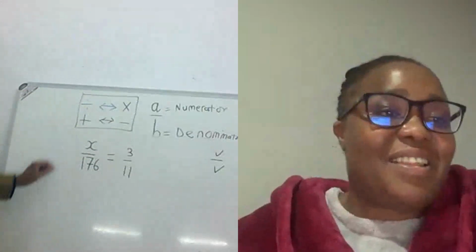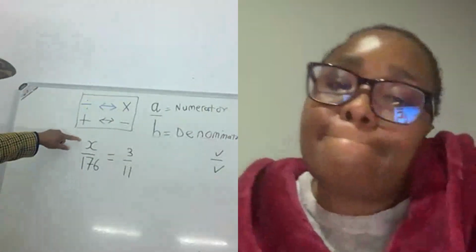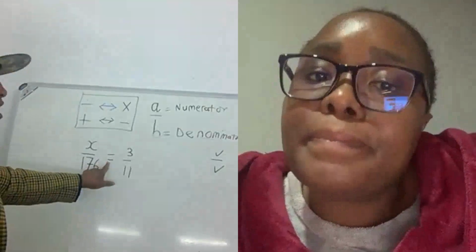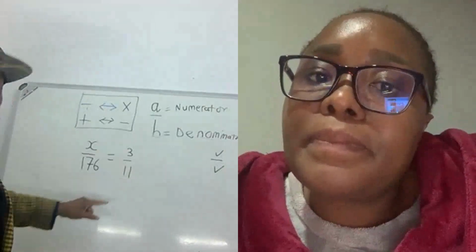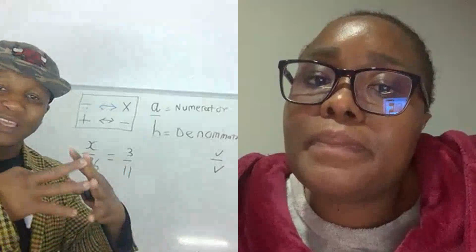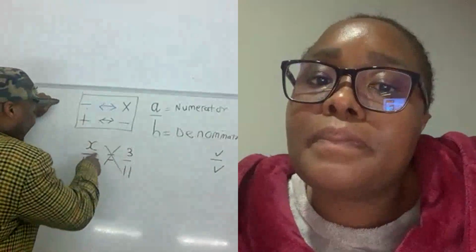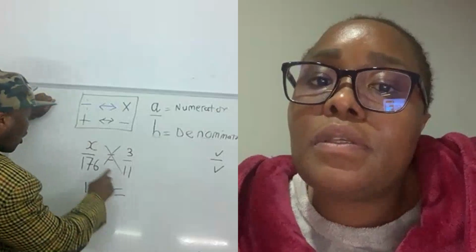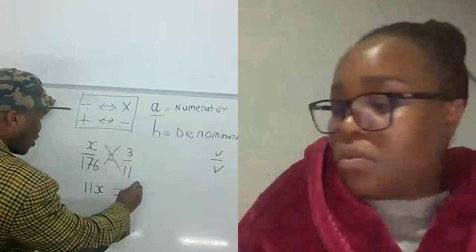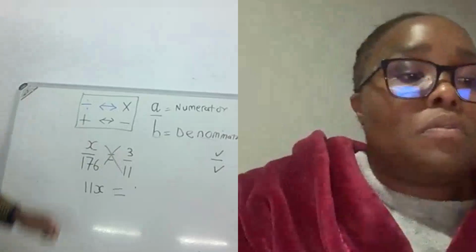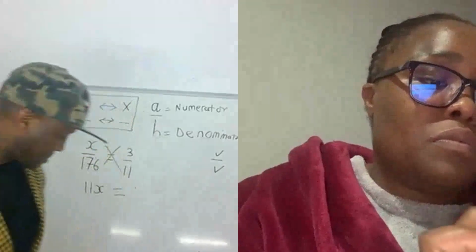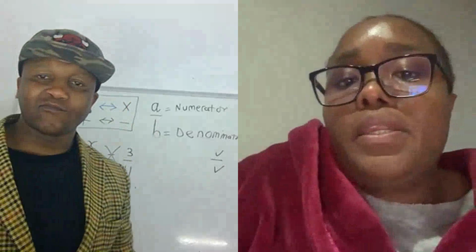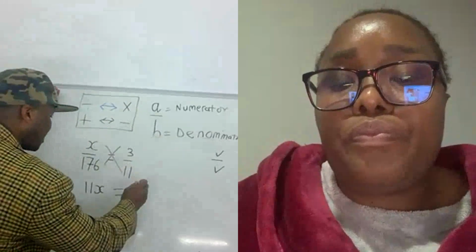So the fraction has the denominator 176. So the numerator, we say x. They say it is equivalent to 3 over 11. So what we're going to do is cross multiplication. x times 11, 11x, equals 176 times 3, which is 528.